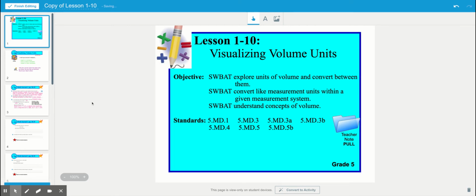All right, lesson 110, visualizing volume units. We're going to be able to explore units of volume and convert between them. We're going to be able to convert like measurement units within a given measurement system. And as always, we're going to continue understanding those concepts of volume. Let's go.